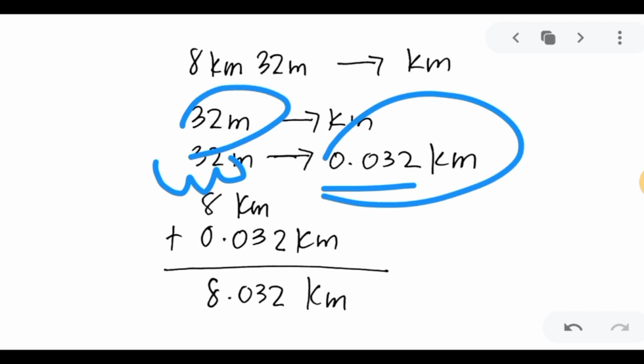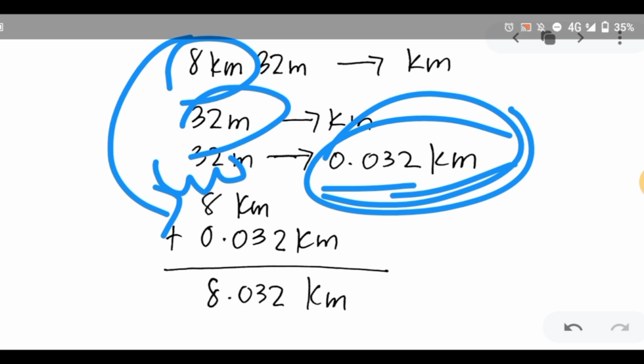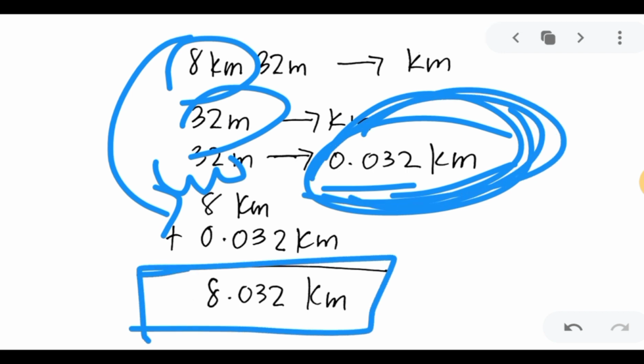Now, the 32 meters is now expressed already in the km unit. All you need to do is add this on the km here. So that will be 8 km plus 0.032 km. You will have the answer of 8.032 km.